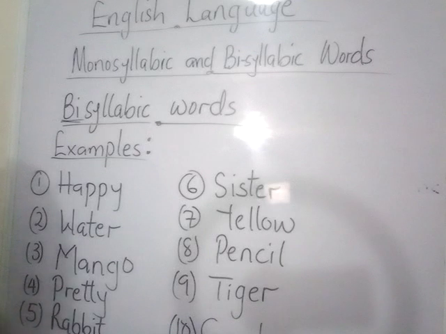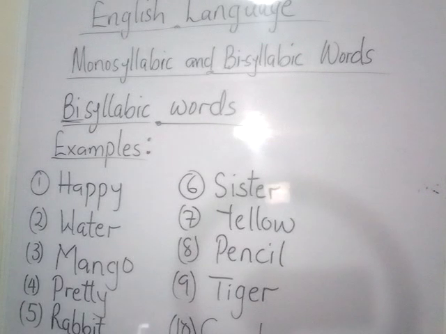Tiger. Ti is one syllable. Ger is another syllable. Tiger. And lastly, you have garden. Gar is one syllable. Den is a second syllable. Garden.